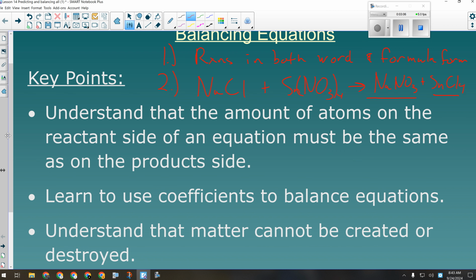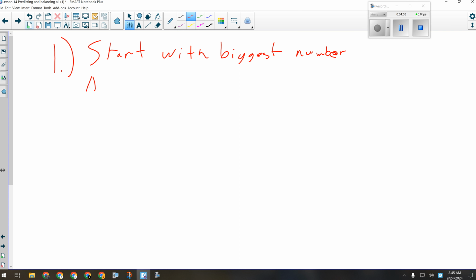Now, with our balancing rules, this is just a quick review here. Our first rule for balancing applies to all reaction types except for combustion, which has its own rules. And the number 1 rule is start with the biggest number. If that doesn't work, then you pick something else and you do that. But start with the biggest number. That's going to work the vast majority of the time. And that goes for all reactions except combustion.